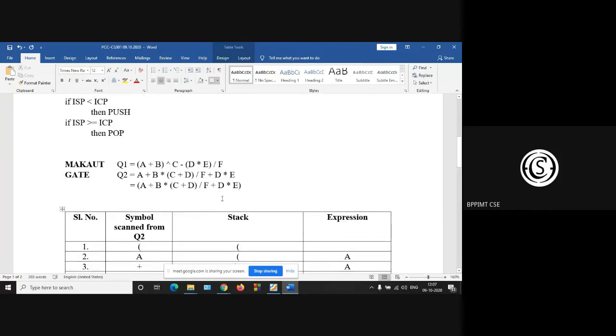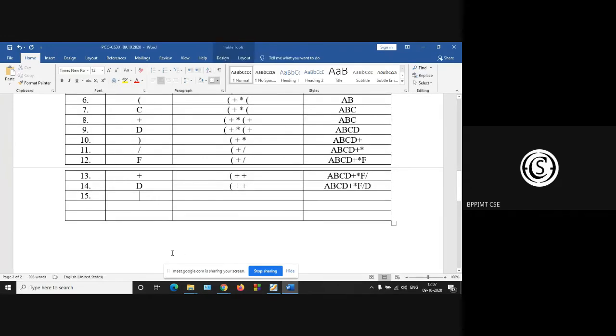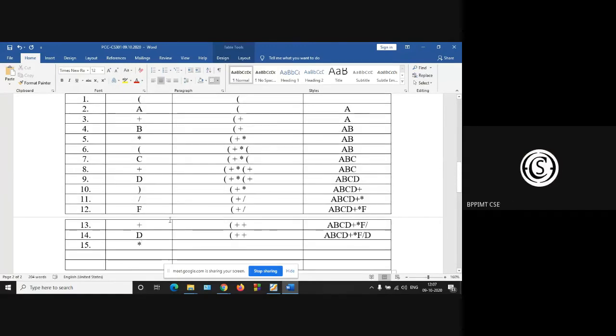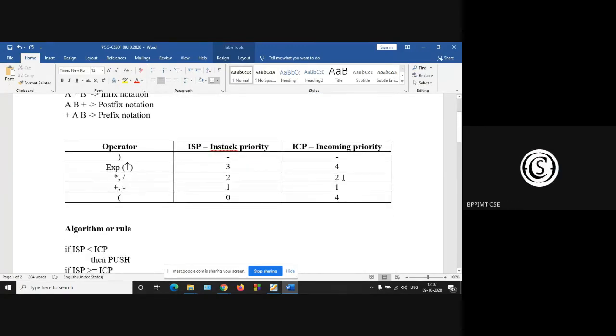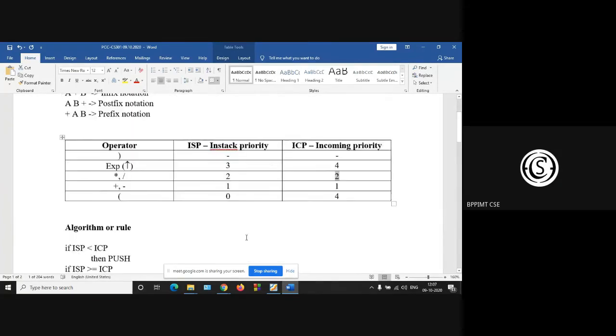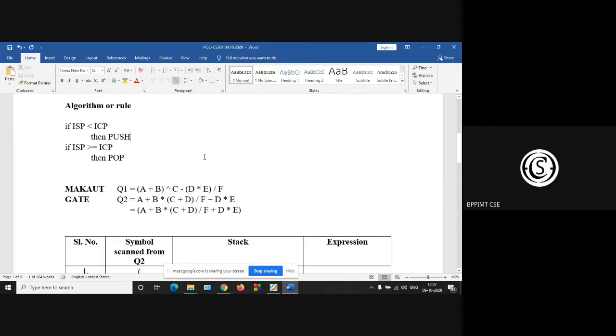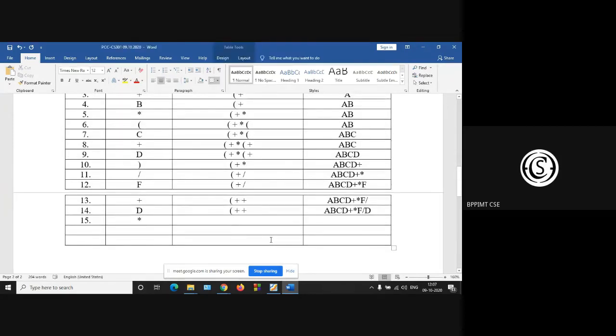Number 15, there is a multiplication. So what will be the scenario for multiplication? The incoming is 2, and the stack top is plus, which was 1. So 1 is less than 2. That's why push. So we have to push the multiplication. So plus multiplication, and just copy this one and paste. Okay. Number 16.